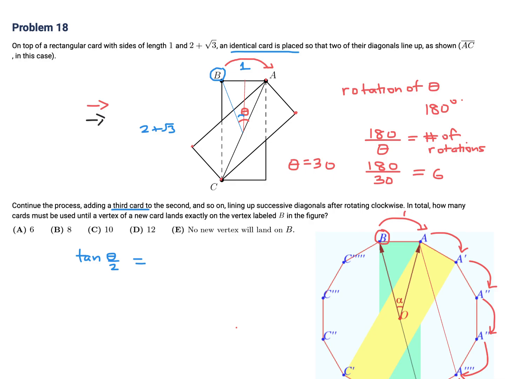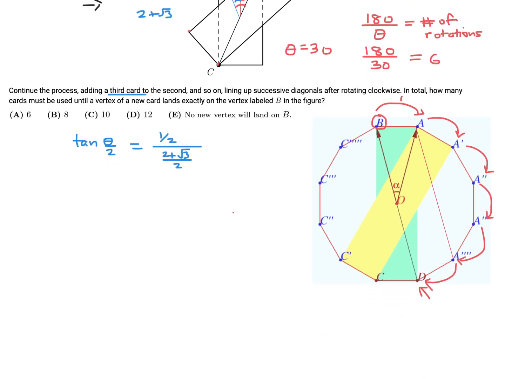So tan of just that guy would be a half over 2 plus root 3 over a half. And this actually will allow you to get the theta. Now, it's not that simple because you're not allowed to use calculators, right? If you use calculators, this was an absolute piece of cake. This, with the help of a calculator, could easily be calculated as theta equals 30.